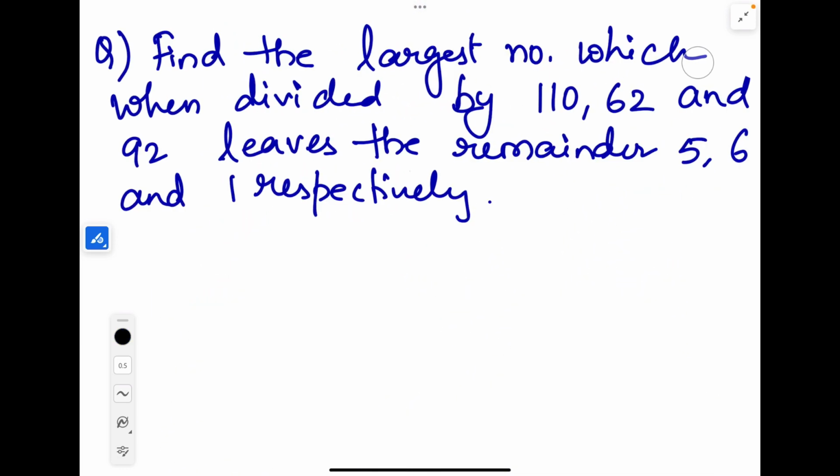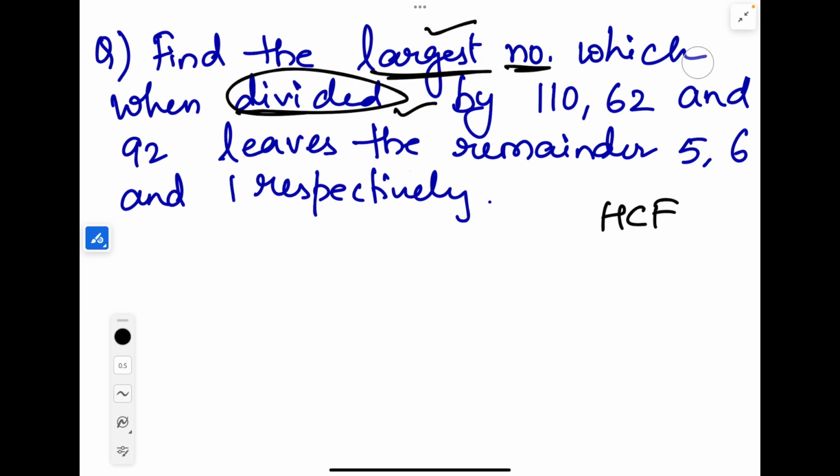Children, one more sum we will see which is also related to HCF. If you just observe these sums, then you will get an idea of when to do HCF and when to go for LCM. The question says: find the largest number which when divided. Since it is a largest number that divides, that means you have to get the highest common factor. We have to find the HCF by dividing 110, 62 and 92, leaving the remainders 5, 6 and 1 respectively. That means we have to find the HCF, but they are leaving some remainders, right?